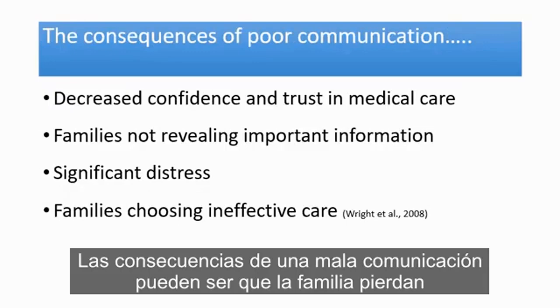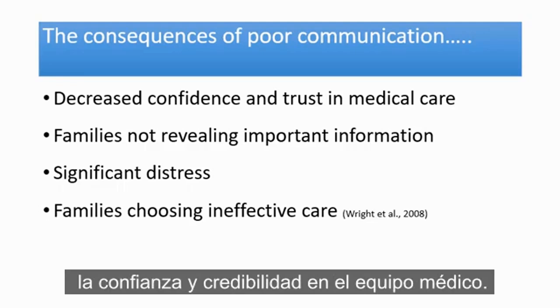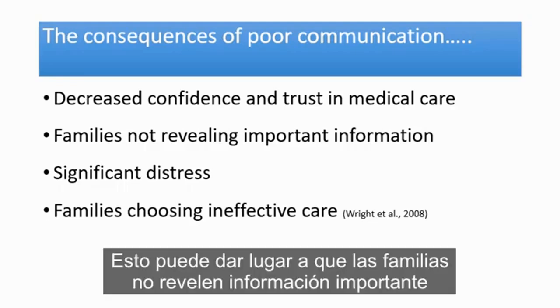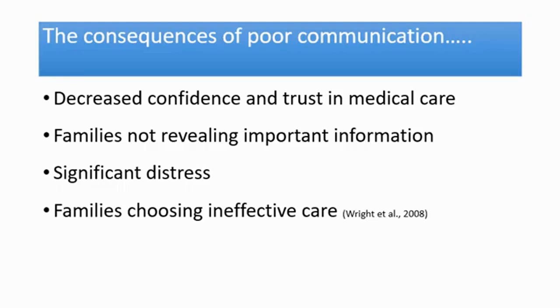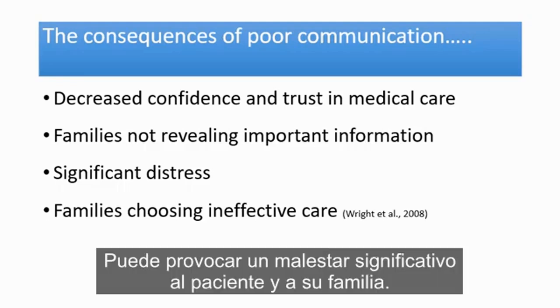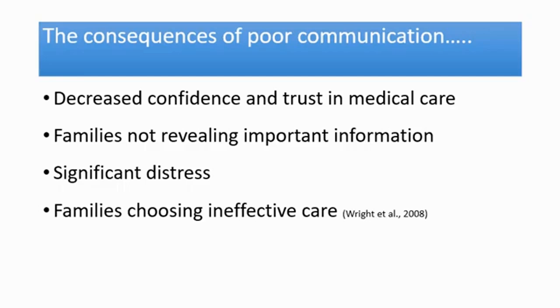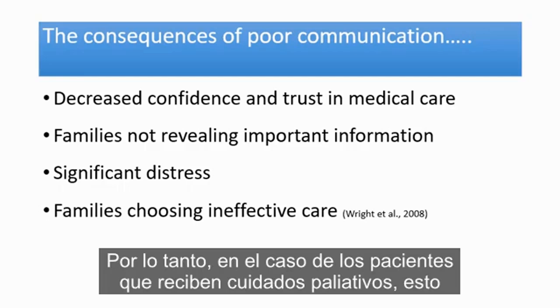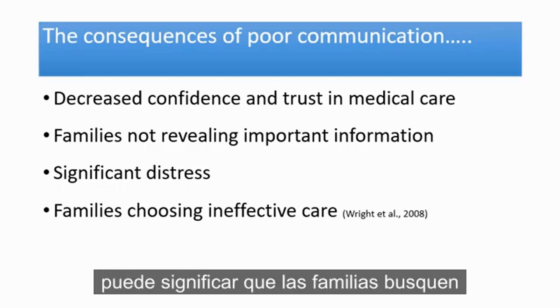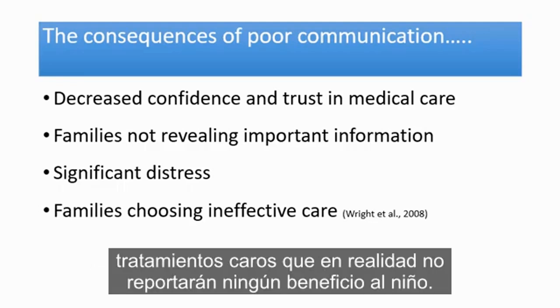The consequences of poor communication may be that the family loses confidence and trust in the medical team. It may result in families not revealing information which is important for doctors and nurses to make decisions. It may lead to significant distress for the patient and their family. And poor communication can result in families seeking ineffective care. So for palliative care patients, this may be that families seek expensive treatments which actually will not have any benefit for that child.